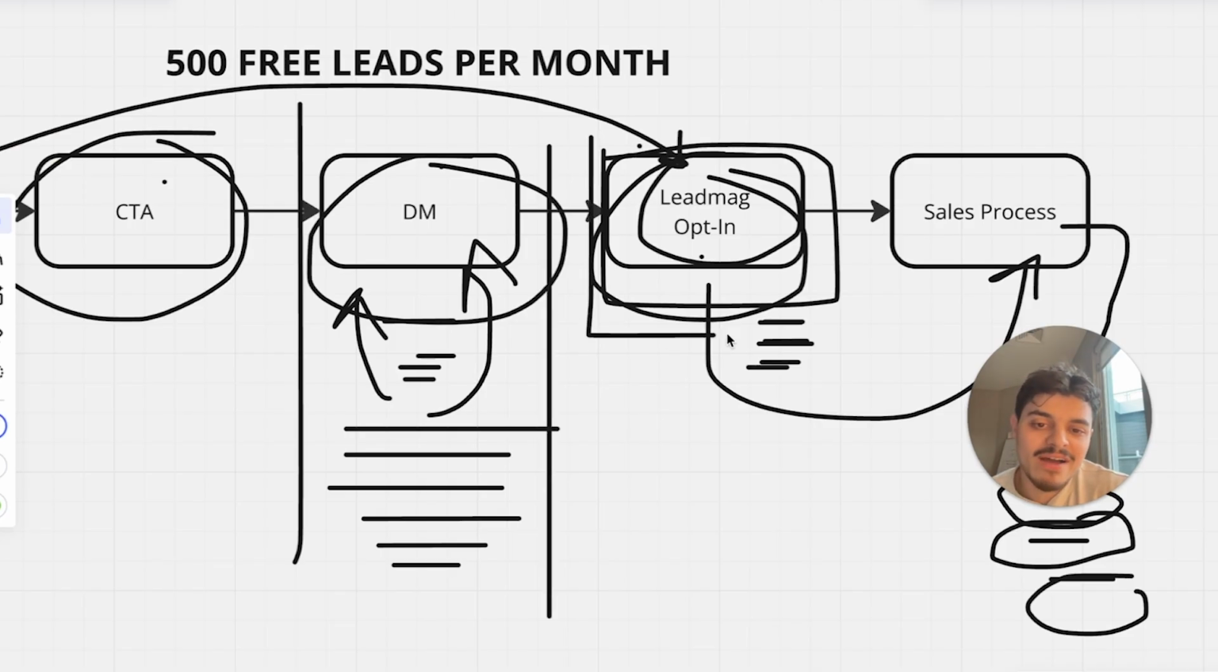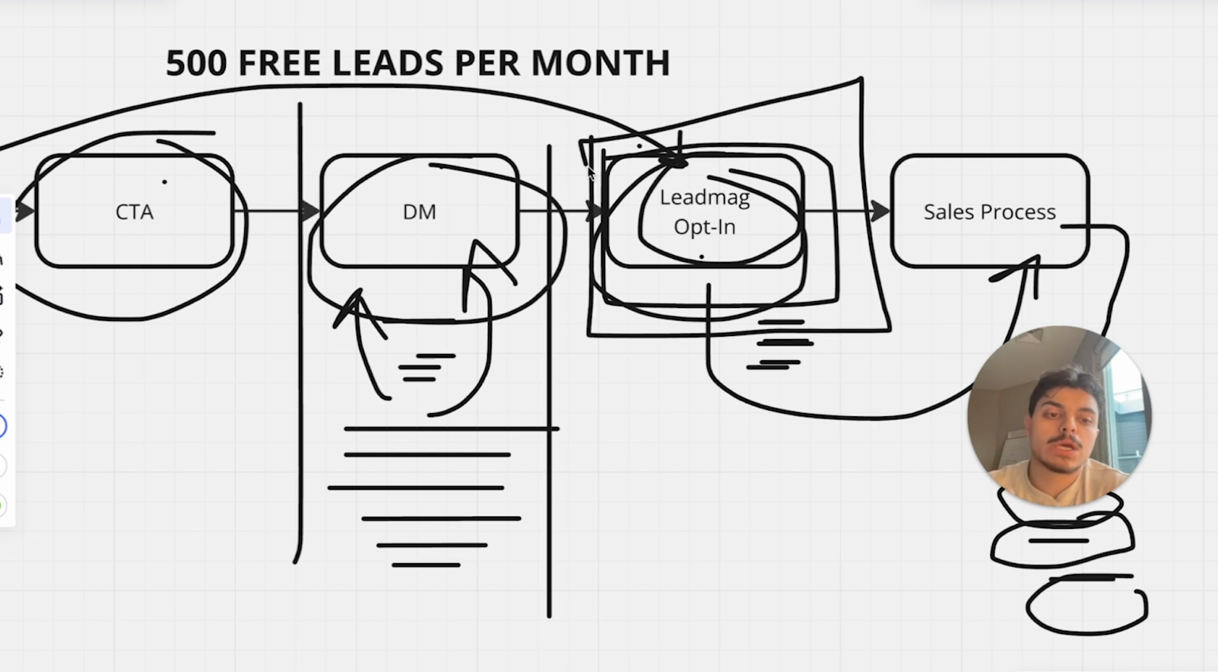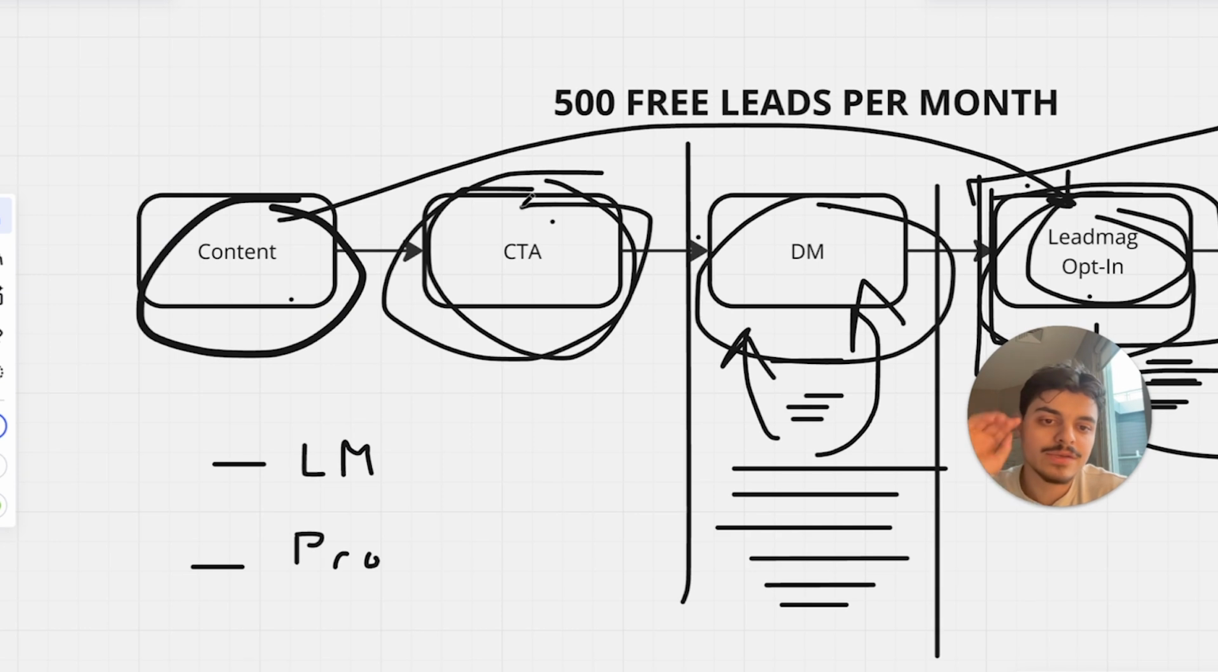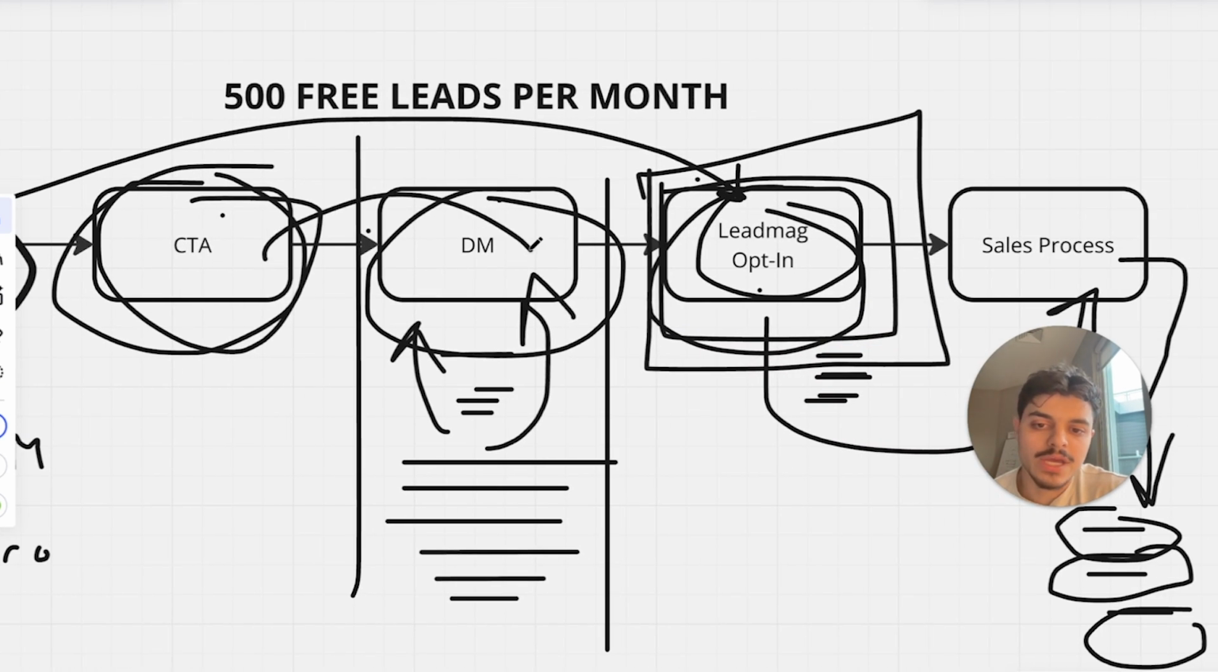We get about 500 to 1,000 of these every single month from our content. We'll post our content. People will come to us. They'll follow us, okay? We will then do a CTA. We'll do many, many CTAs, and they will then get this DM, or they'll skip right over the DM and they'll go right to the page.